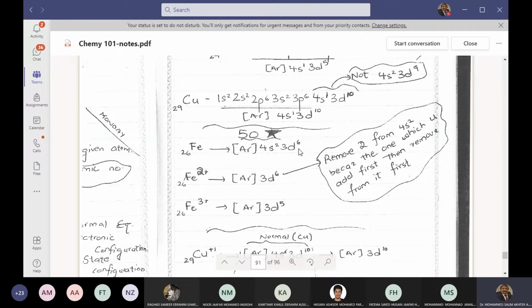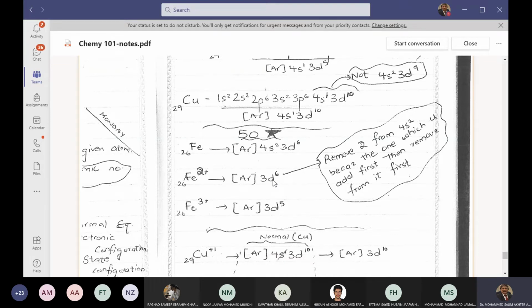Write down the normal configuration, and this is my normal configuration. Now 2 plus means I lost 2 electrons. So in this one, which one did I fill first, 4s or 3d? I filled 4s first, then 3d. So always remember, remove electrons from the one you filled first. So I filled 4s first, so I will remove 2 electrons from there, and then the remaining is 3d6.